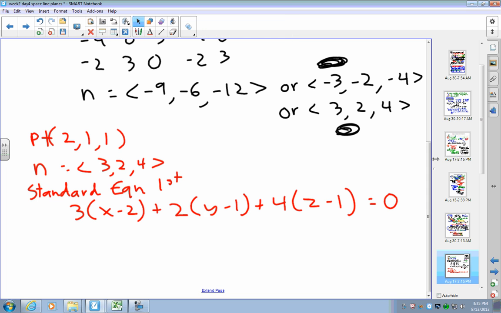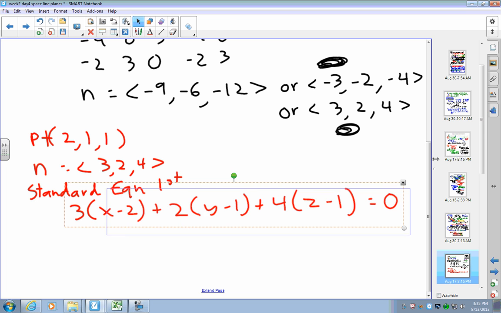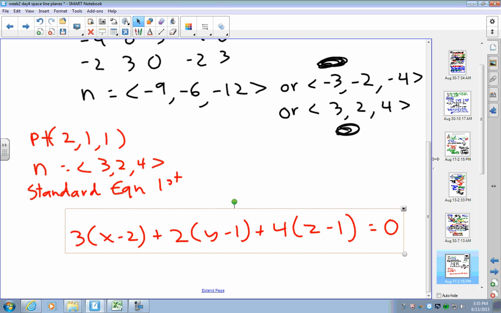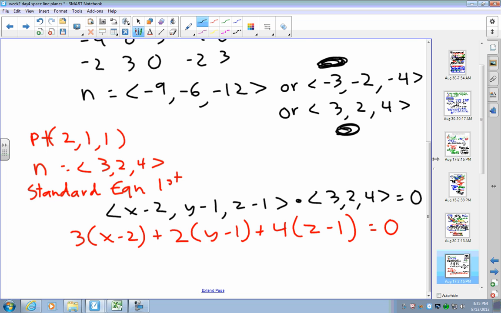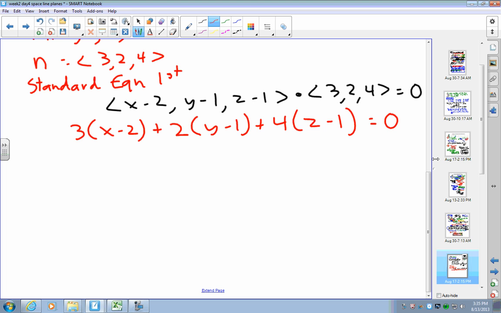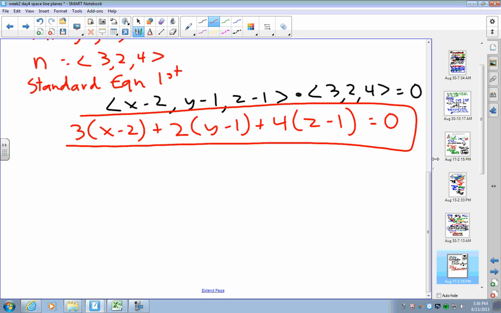And if you're kind of going, where did that come from again, Mr. Bach? Remind yourself that you're trying to do x minus 2, y minus 1, z minus 1. Any vector in the plane dotted with the normal vector needs to equal 0 for orthogonality. Okay? So from here we could simplify, and so this is the standard equation right now. We did it. There's your standard equation.